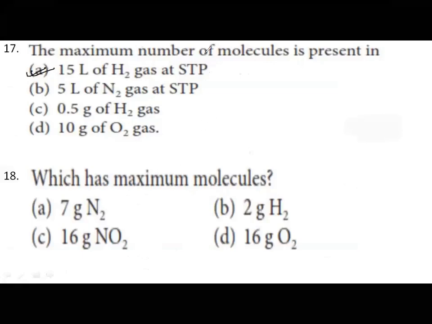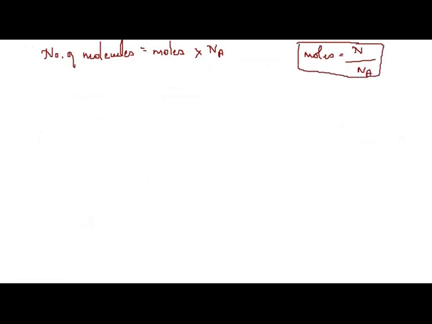Same question. Which has maximum number of molecules? 7 grams of N2, 2 grams of H2, 16 grams of NO2, and 16 grams of O2. So here, that formula you should fix first. Number of molecules is equal to what? Again, moles into Avogadro number, correct? Because formula for moles is number of molecules upon Avogadro number. From this formula only, I have derived our formula, right?